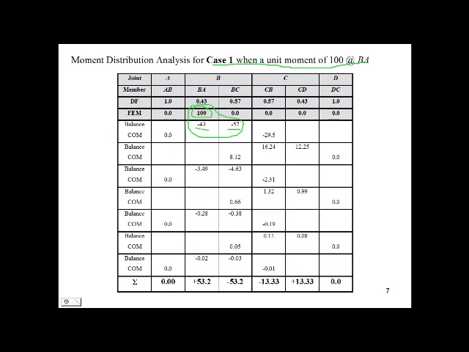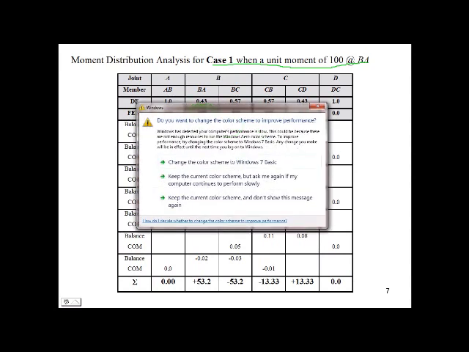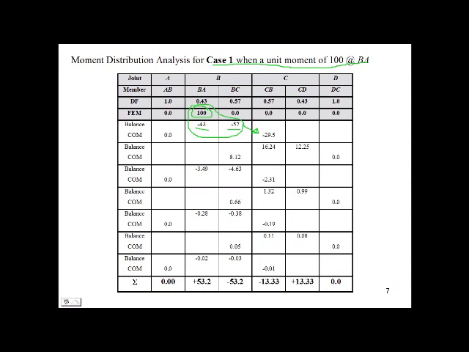Next, we need to carry over half of the negative 57 to the other side of the member. Now we need to balance joint C. Apply a positive moment of 29.5 to joint C. The applied moment will be distributed to the connected members in proportion to their distribution factors. We will have positive 16.24 and positive 12.25. Notice that the sum of the moments at joint C is equal to 0. Next, we need to carry over half of positive 12.25 to the other side of the member. This iterative process continues until convergence to 0 is achieved.